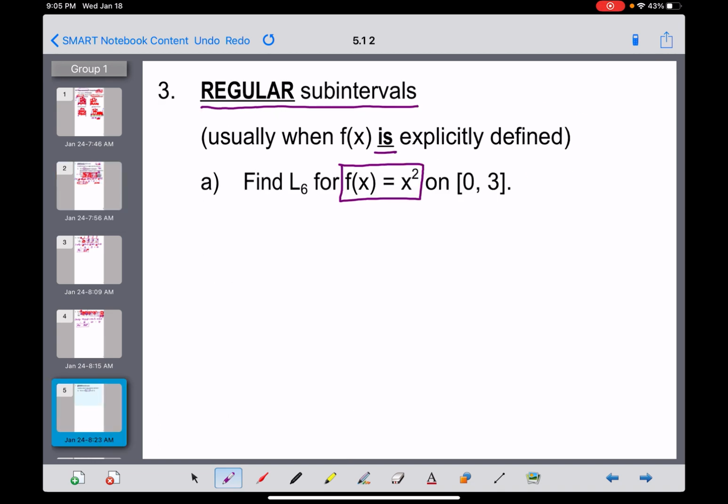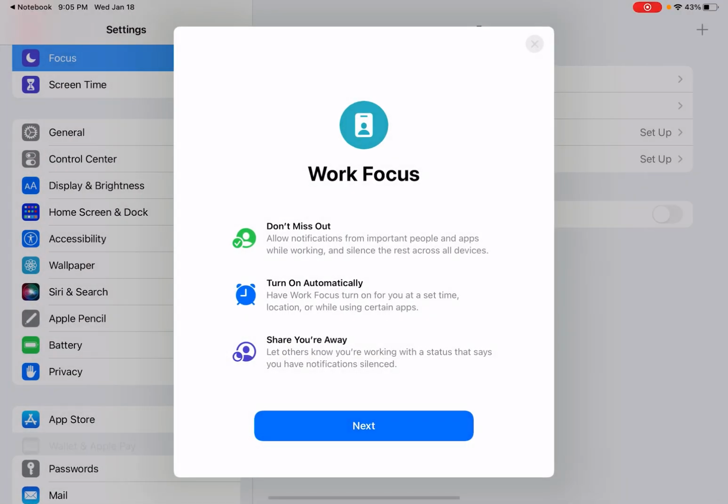So, as we start diving into regular subintervals, we're going to be doing, let's see, in this example, the same function, f of x is equal to x cubed, in a few different ways or a few different cases. Sorry about that, everybody.